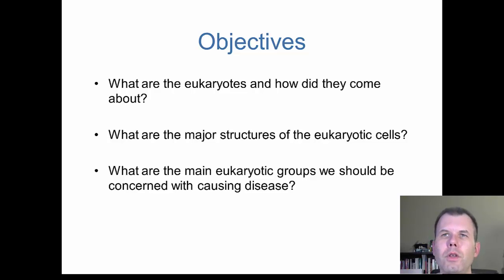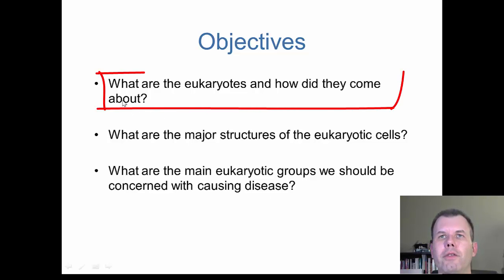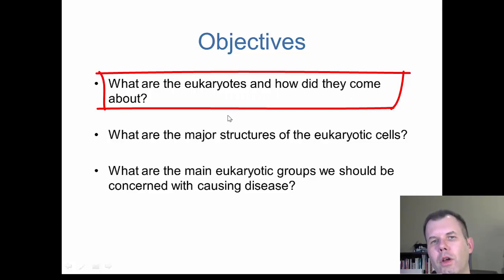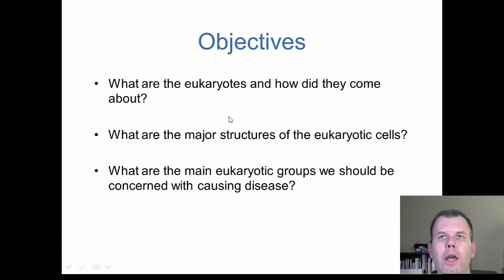Okay, so what are we talking about today? So the first thing we're going to look at is what are the eukaryotes and how do they come about? And so we're going to talk a little bit about the eukaryotic cell and then also talk about the thing called the endosymbiont theory, which is where the prokaryotic cells came together and formed a eukaryotic cell. And so we'll discuss a little bit about that.